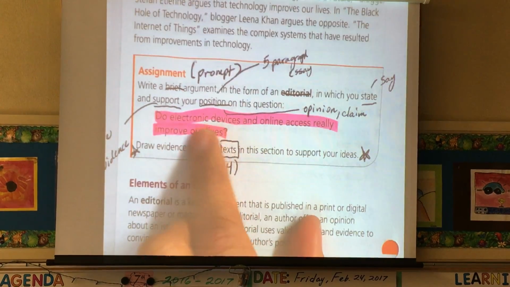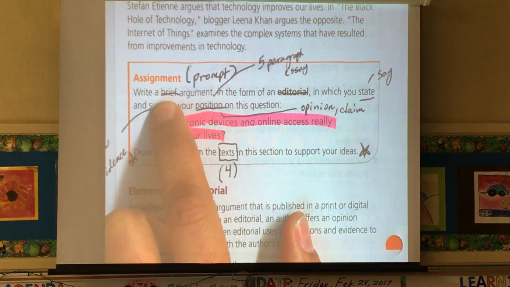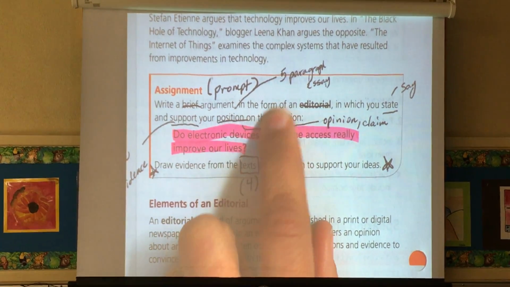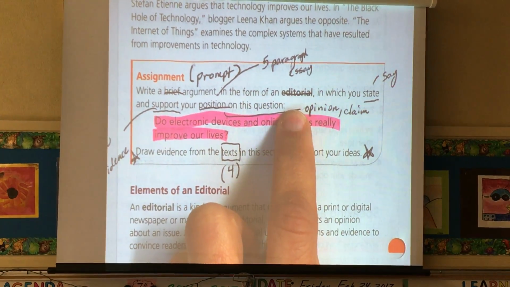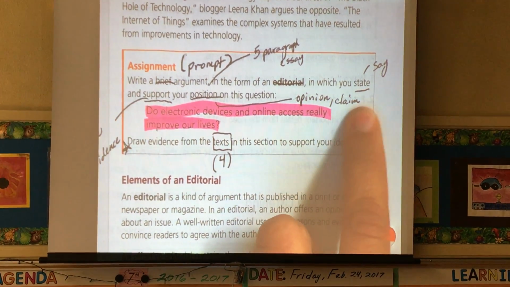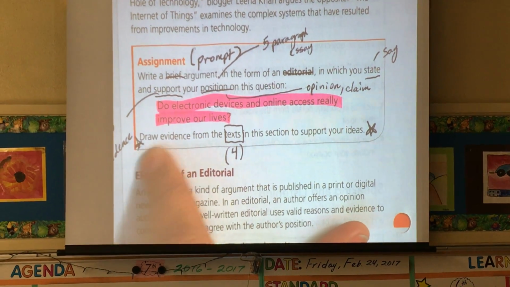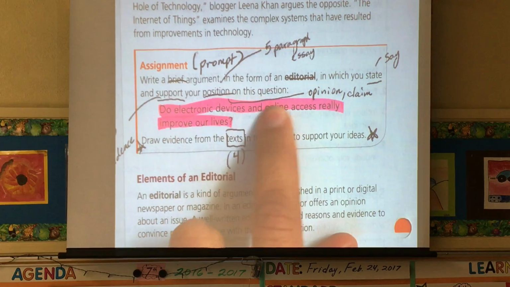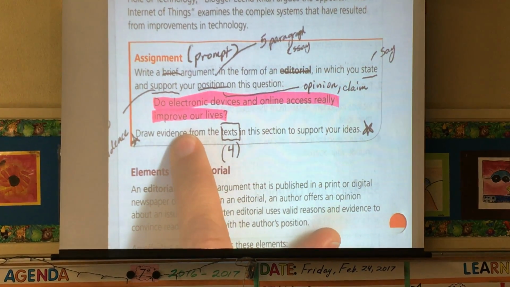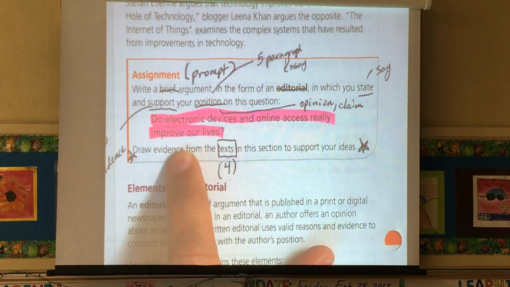question. Now, we crossed out brief because it's going to be a 5-paragraph essay. We're not going to write an editorial. And you are going to state, which means to say, and support, which means giving evidence, your position, which is your opinion or claim, on this following question that I highlighted. Here is the prompt. This is what you are asked to write about.